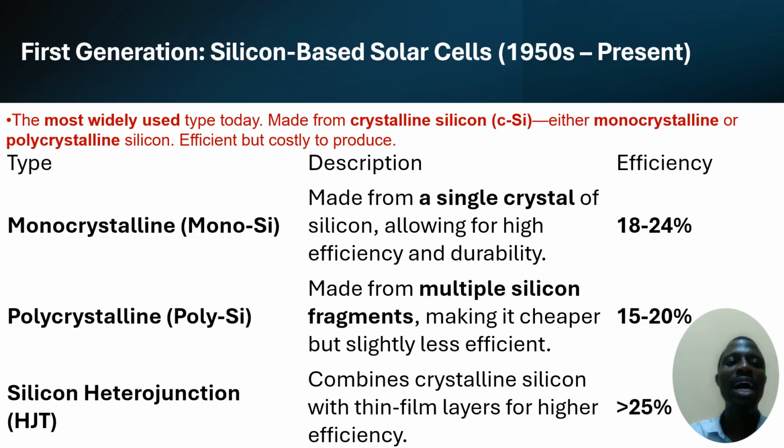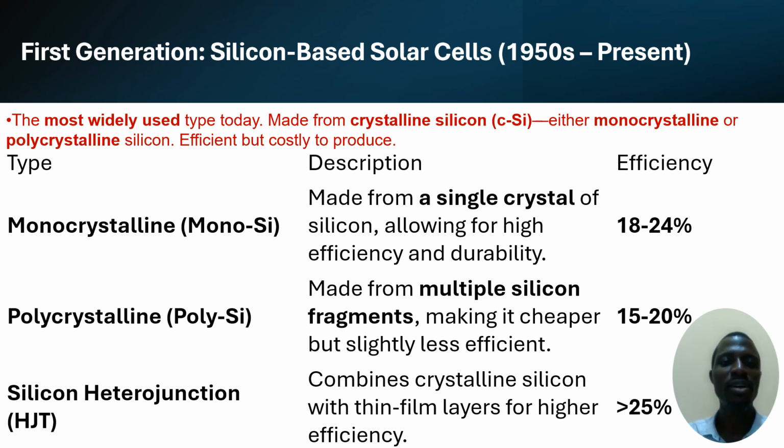The first generation are generally regarded as silicon-based solar cells, which are still in operation till today, and it started in 1950. Remember, in the historical development that we just discussed, we said in 1954, the first true silicon solar cell that was 6% efficient was developed by Chapin et al. And it was a remarkable breakthrough. So, the most widely used type today still remains the silicon solar cell made from crystalline silicon. It can be monocrystalline and it can be polycrystalline.